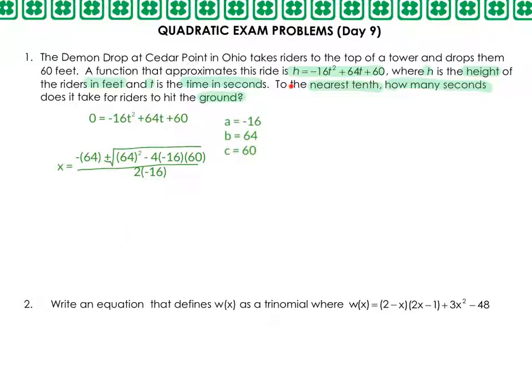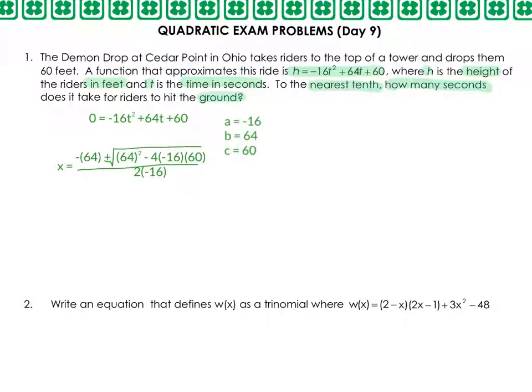Now, since this one says to the nearest tenth, we're not going to want to keep it as the radical answer. We're going to want to actually find what the numerator equals and then divide by the denominator to get an answer to the nearest tenth. And since it's a real-life question, we'll have to consider which answer to keep and whether we keep both or just one of them. So a few reminders for you when solving these word problems.